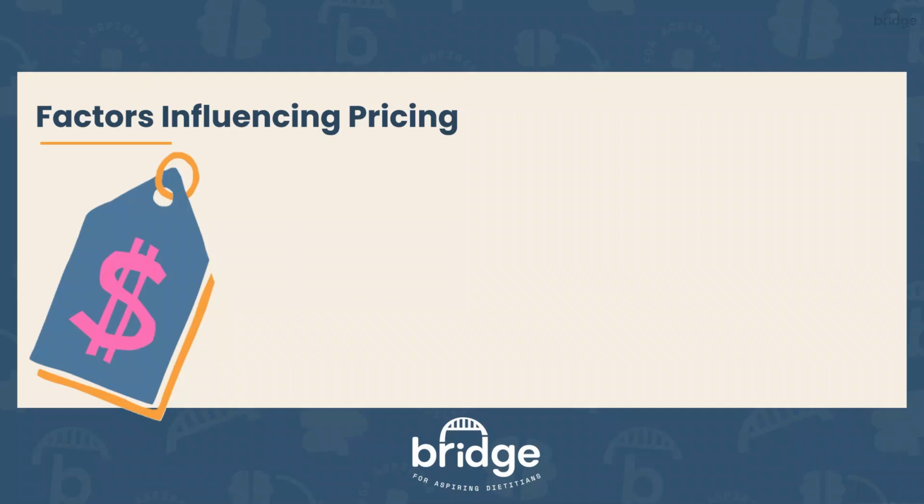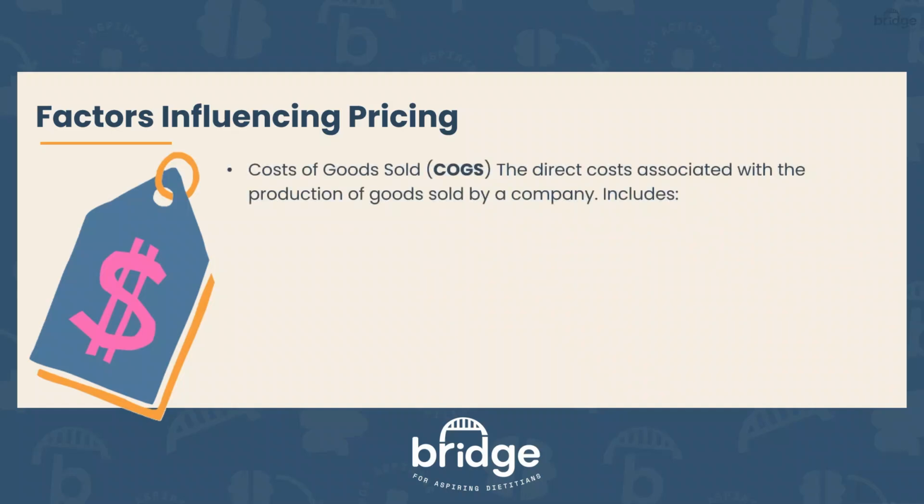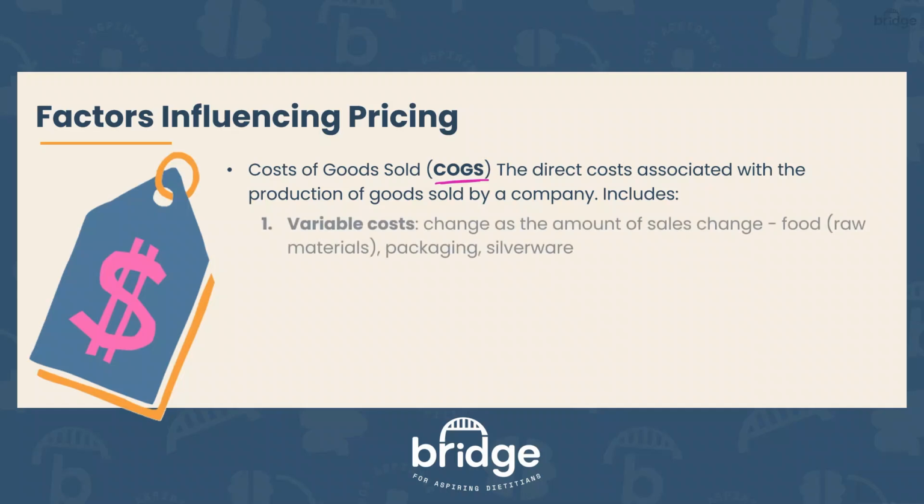But before we jump into the math, let's get a clear take on what goes into the cost of a product. These are called cost of goods sold, or COGS. COGS includes everything it takes to make or serve a product: food ingredients, packaging, even the labor to prepare it. And COGS are made up of two main categories. First, we have variable costs. These change directly with how much you make or sell. More meals means more food, more napkins, and more labor.